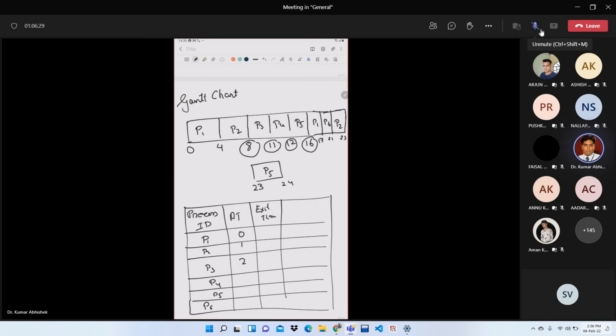0, 1, 2, 3, 4, 6. Exit time of 1 is 17. Exit time of 2 is 23. Exit time of 3 is 11. Exit time of 4 is 12. Exit time of 5 is 24. And exit time of 6 is 21.